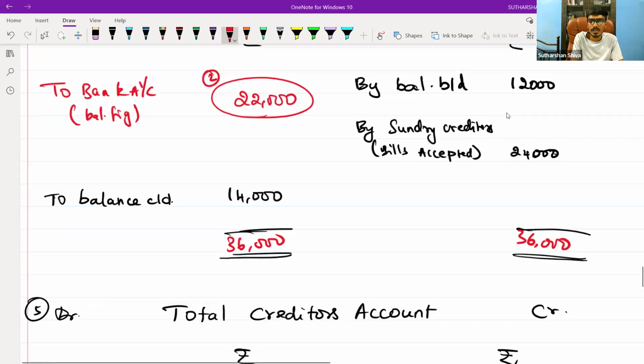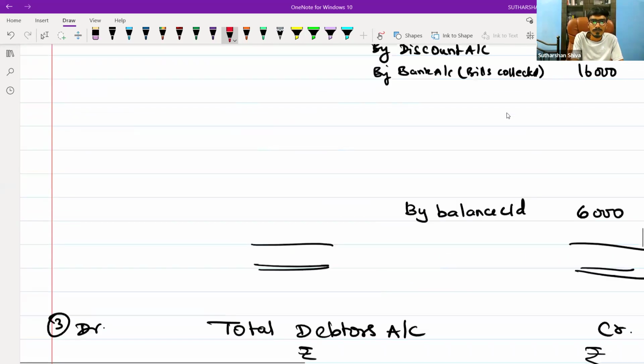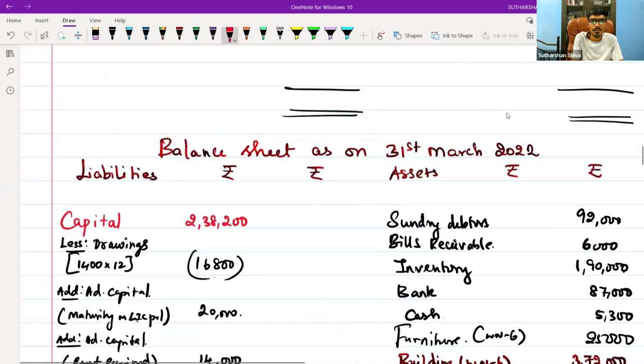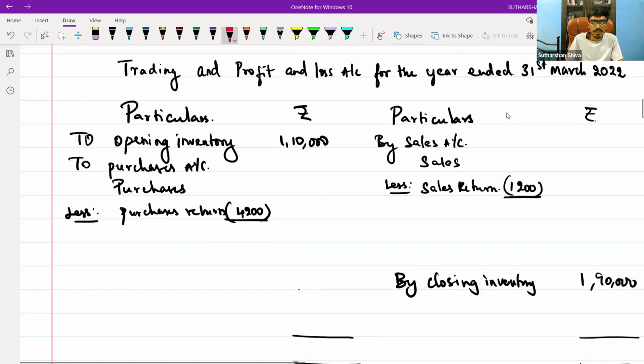Immediately go to purchase and do a posting. Did I miss anything to post? I'm feeling I have something I have missed. Let's see what will happen. If you deduct, what is the value? Sorry, 4,49,900. Right? 4,49,900. Done. So total creditors is done.